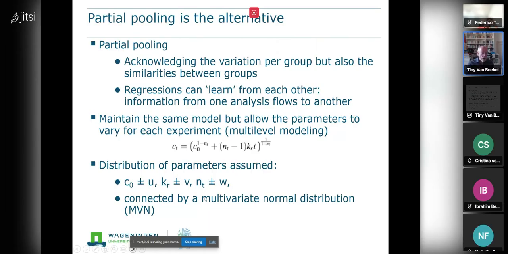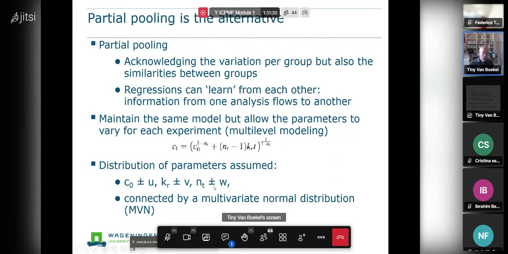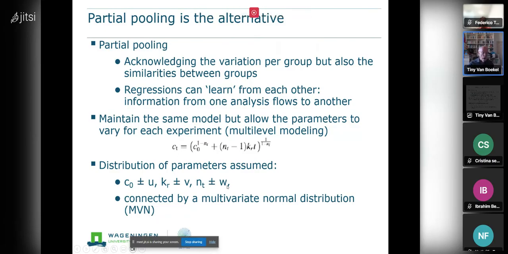And these parameter distributions are then connected by a multivariate normal distribution. Multivariate because we have more than one variate. So I'm not going to show you the details of how to do that exactly, but there's software to take that into account. But this is the basic idea behind multi-level modeling. You put hyperpriors on the actual priors, and then you can learn from the results.